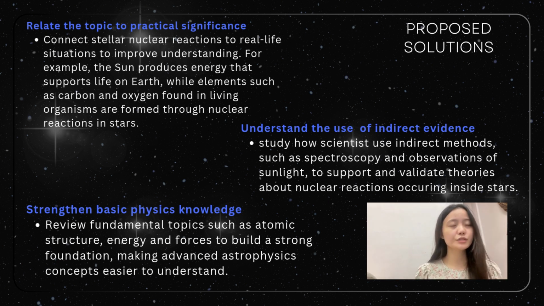Next, we learn to trust indirect methods. By using tools like spectroscopy to study sunlight, scientists can confirm what is happening inside a star. Understanding this method provides the evidence needed to validate the theory.